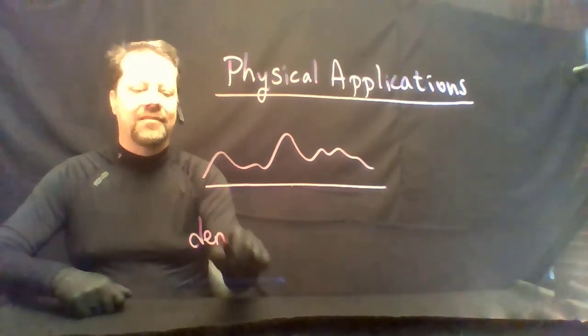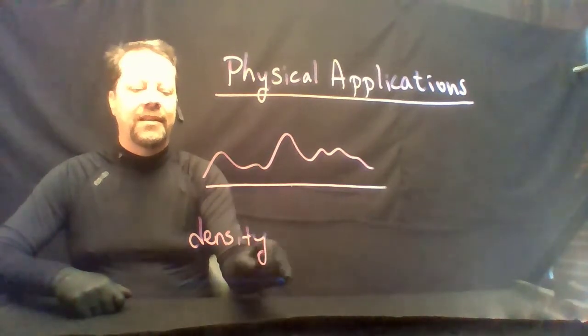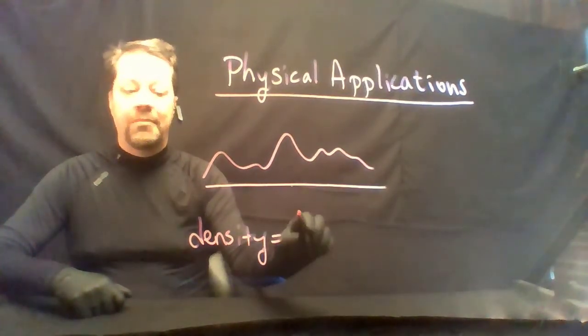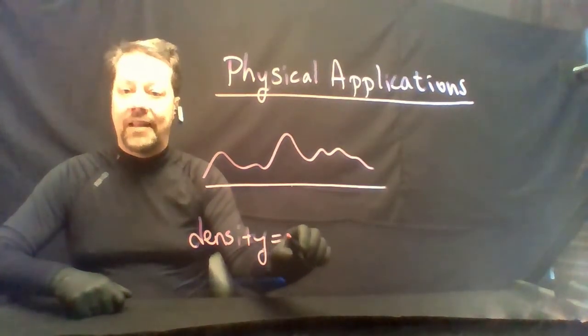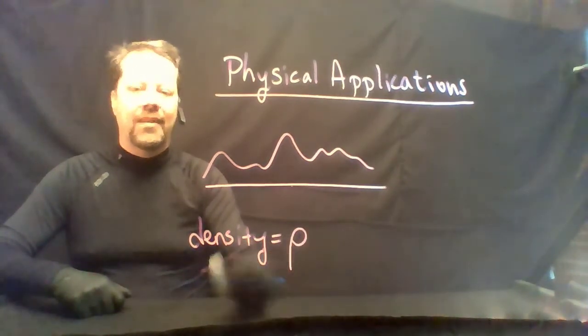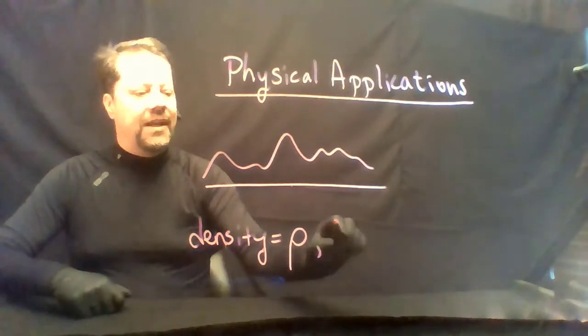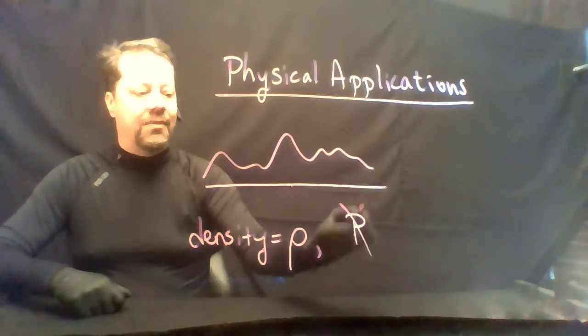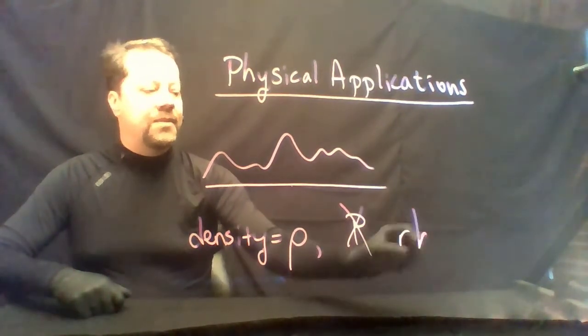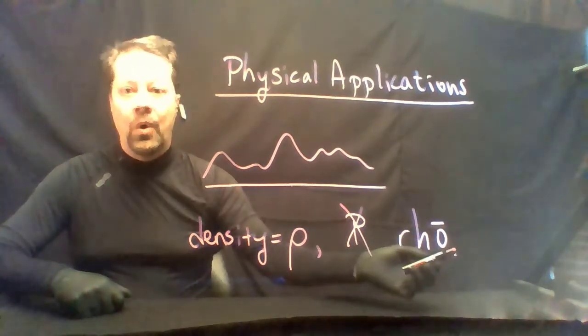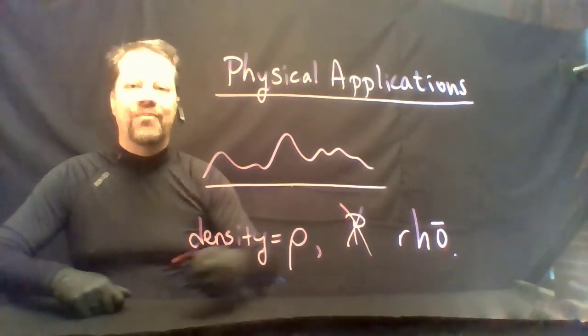Density is often denoted by the lowercase Greek letter rho. Rho is written like this. The uppercase rho is this. This is not what we're doing. This is spelled R-H-O, rho.